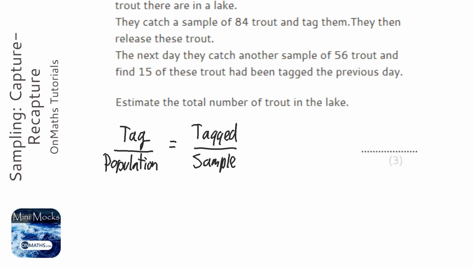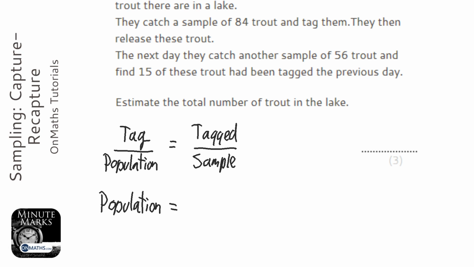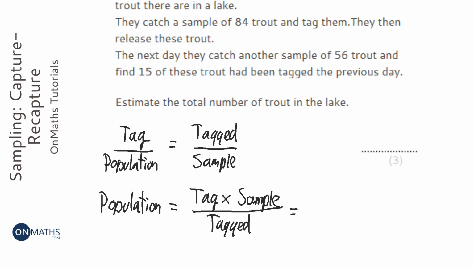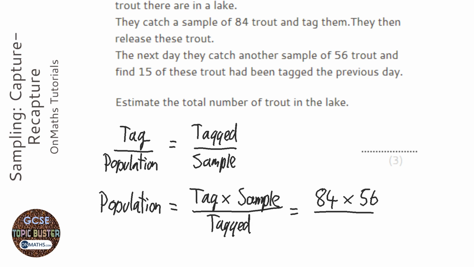If you rearrange this, and I'm not going to go into how to rearrange this, you end up with this: the population size equals the amount that you tagged initially times the amount of sample you have, over the amount that actually came back tagged. So in this scenario, we originally tagged 84 of them. Our sample size was 56, and we divide it by 15.